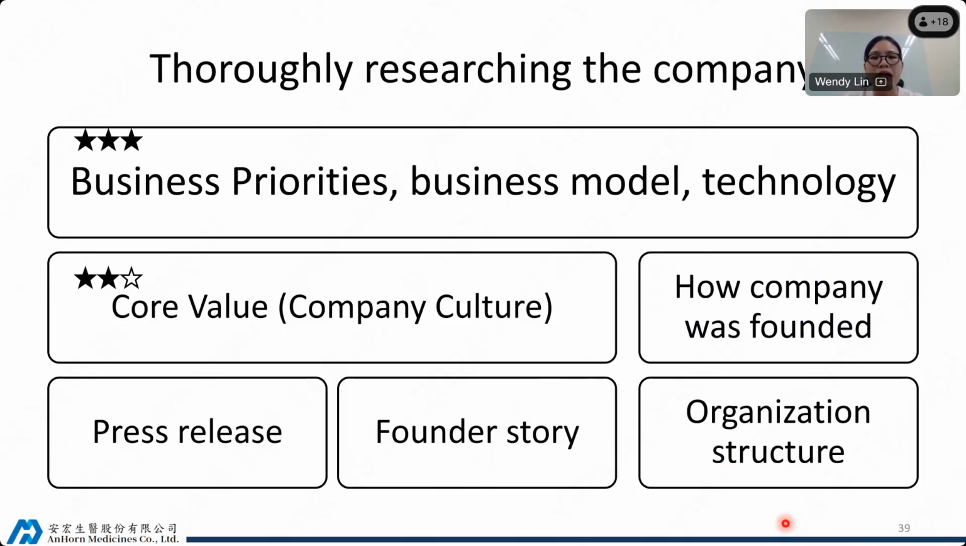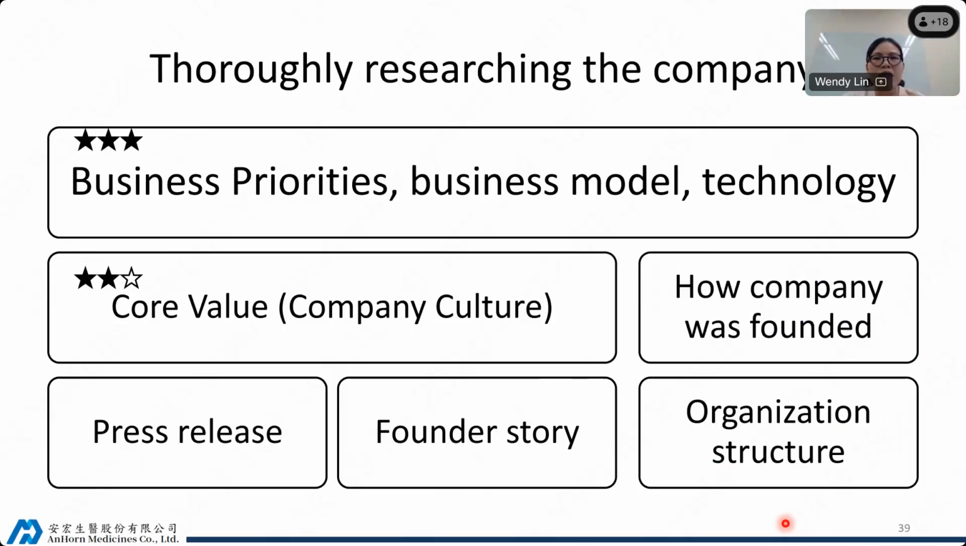Typically, on their company website, you can learn about their technology, what the expertise of this company is, what the business model is, and what the current product is that they are developing or selling. With this information, you can try to understand which development stage the company is at. And you can also learn about the company culture from their website.